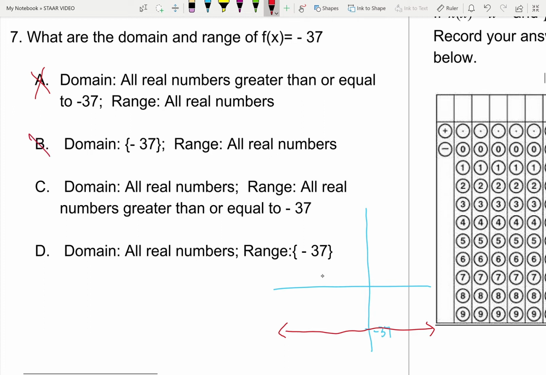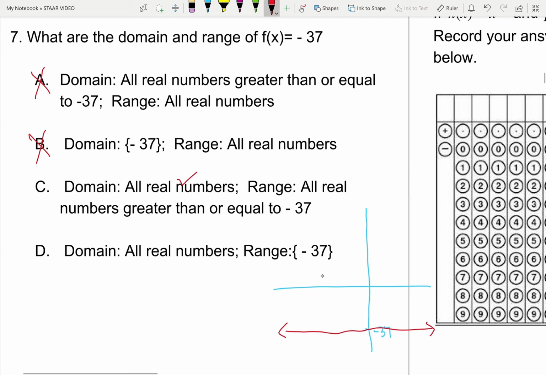So it's not B. C says the domain is all real numbers, which, since our line has two arrows on either end, indicates that it goes on forever, meaning the domain is all real numbers. So that part checks out. Let's read the range. The range says all real numbers greater than or equal to negative 37. So remember, range are the y values, and this is saying greater than or equal to negative 37.